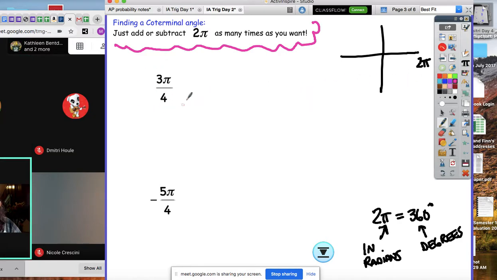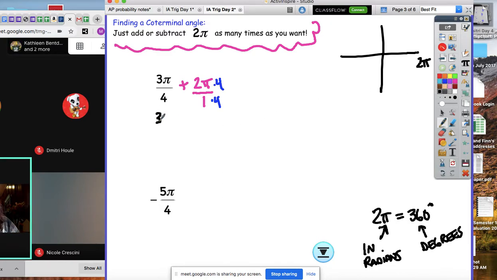If 3 pi over 4 is your given angle in radians, I can add 2 pi to that, and I'll get a coterminal angle. The only thing to be careful about is that right now 2 pi has a denominator of 1, and they're not common denominators, so you can't add them yet. You have to get a common denominator. So I would multiply this fraction by 4 on top and bottom.